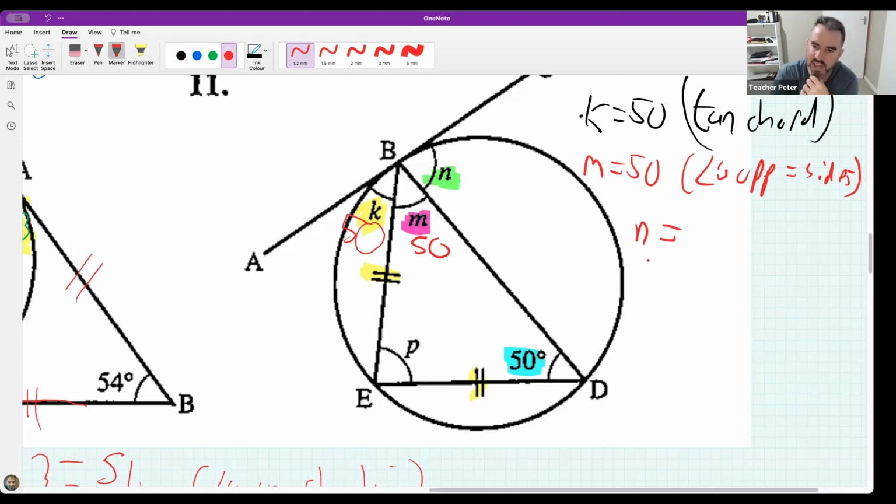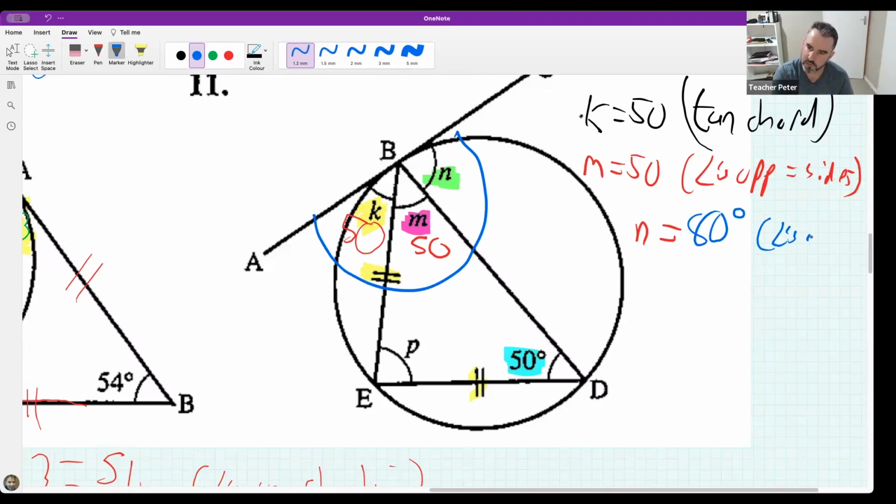What is N going to be? Oh, that's actually quite easy as well, because it's angles on a straight line, which means N must be 80. Okay, so that's 80. Now, what's the last one? It's P. What is P going to be?